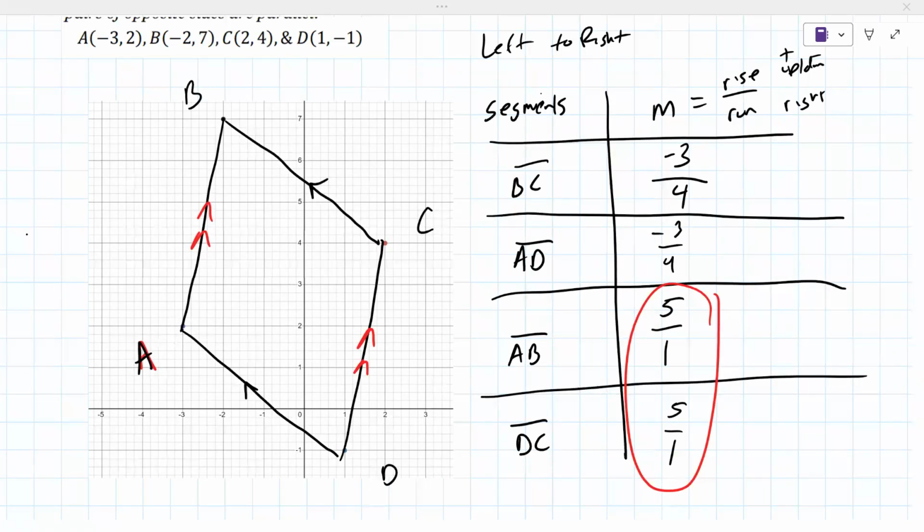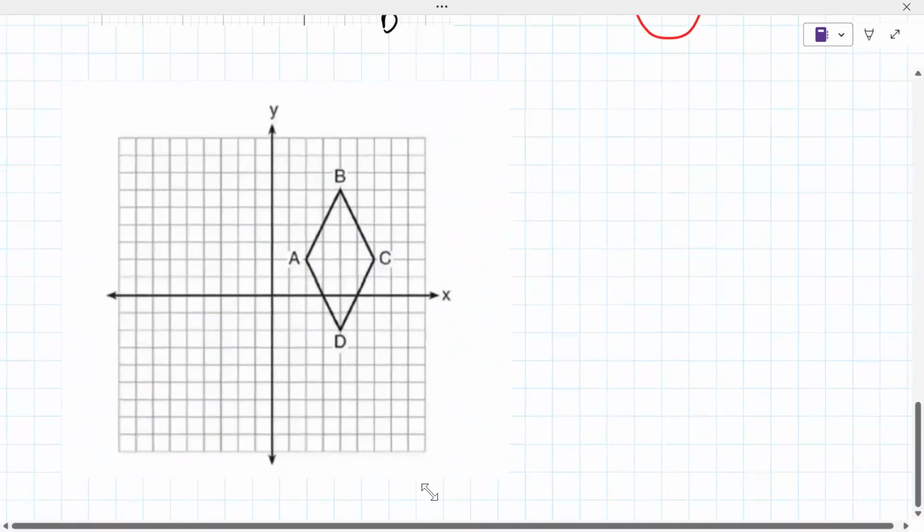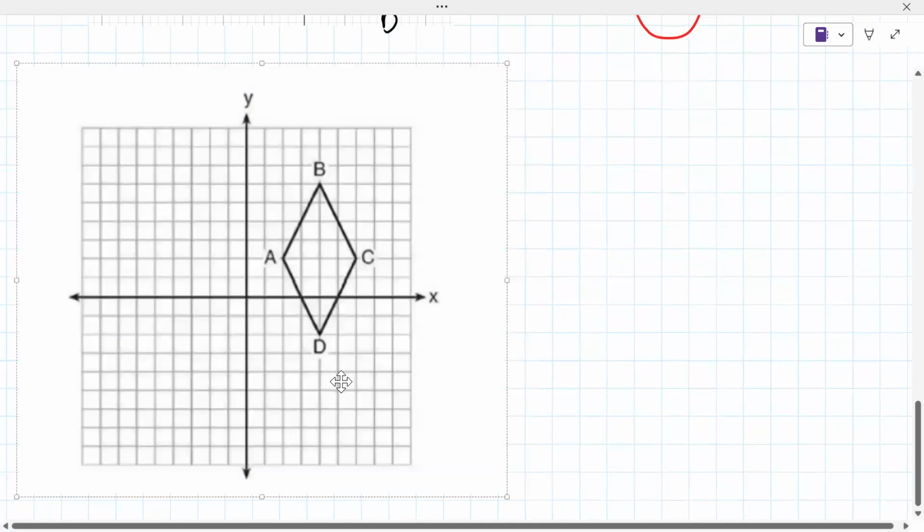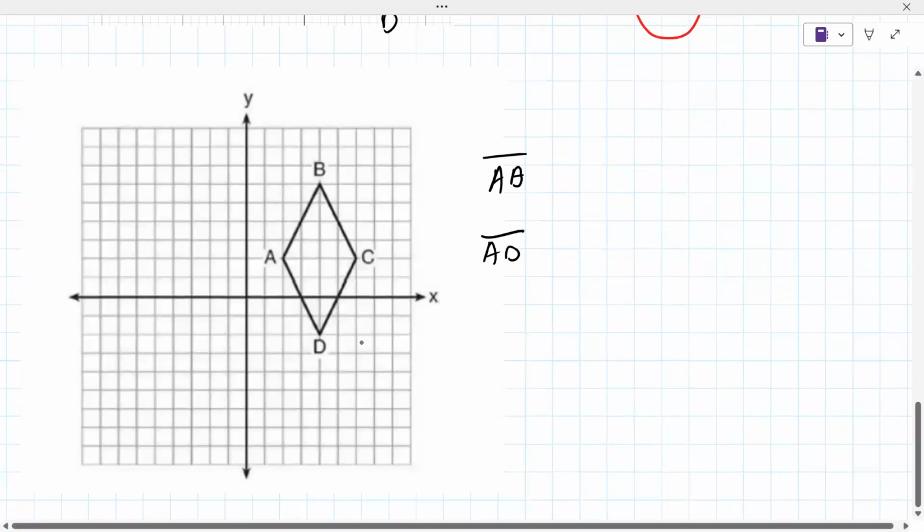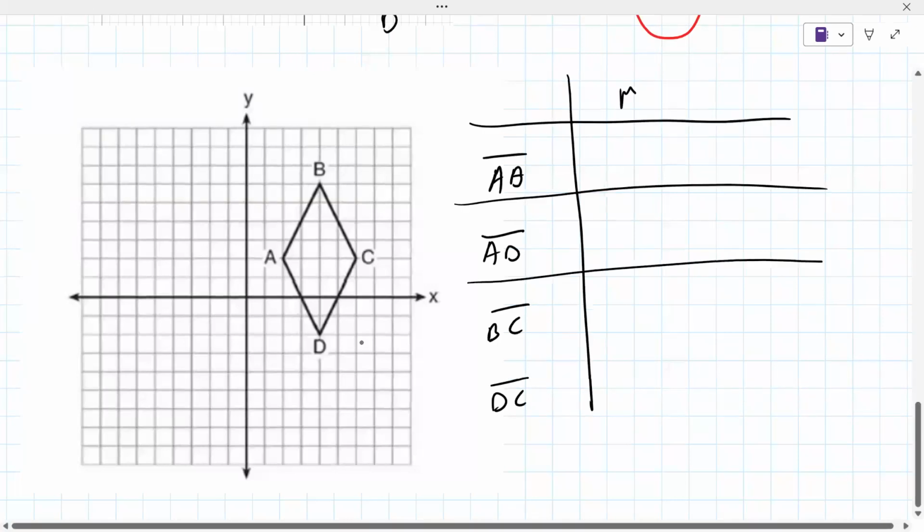Okay, so this one is graphed, let's take a look at this one. All right. So there are 4 segments here, A to B, left to right, A to D, B to C, and D to C. Give me the slope of any of these, please. And you can just assume it's by 1.